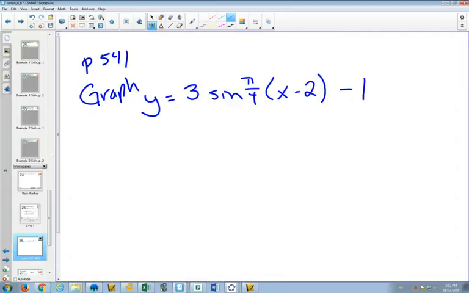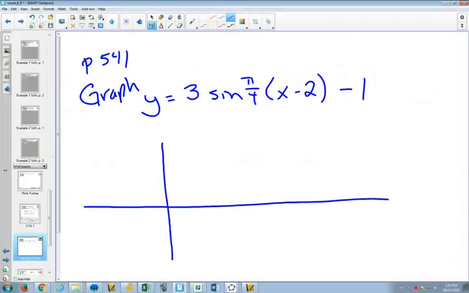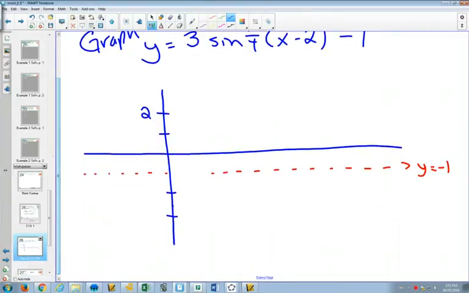So where are we going to start? The d value. So our d value is -1. We can label that. Our amplitude, our a value, is 3. So if our center line is at -1, we will go up 3 and down 3. So that'll move us up 1, 2, 3, a maximum at 2, and 1, 2, 3, a minimum at -4.